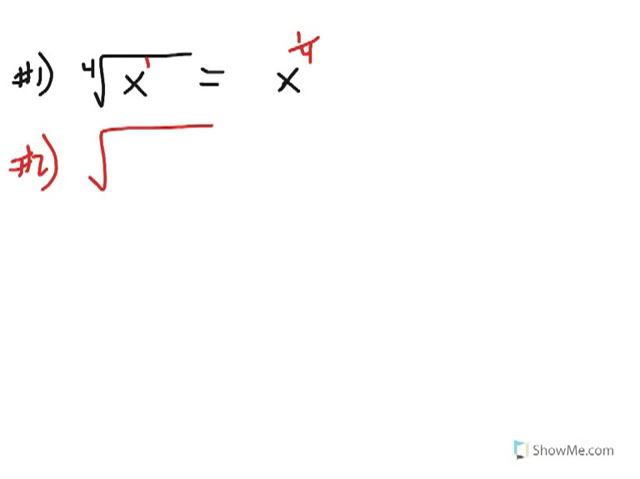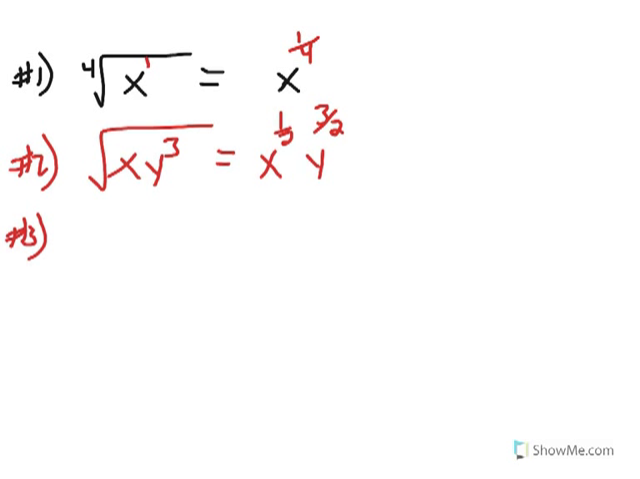Number 2, we've got the square root of x y cubed. That would be x to the 1/2 times y to the 3/2. Once again, the exponents become the numerators in your exponent, and the root becomes the denominator in your exponent.